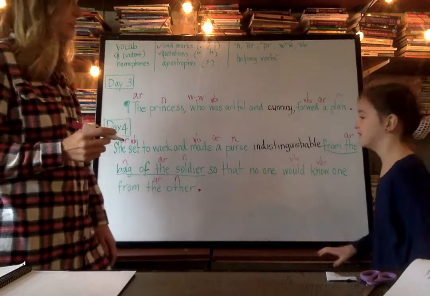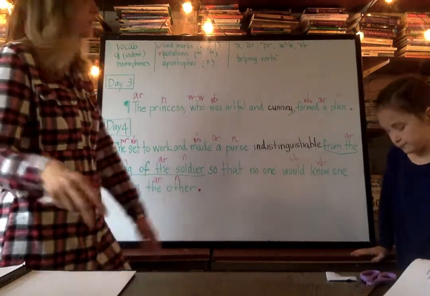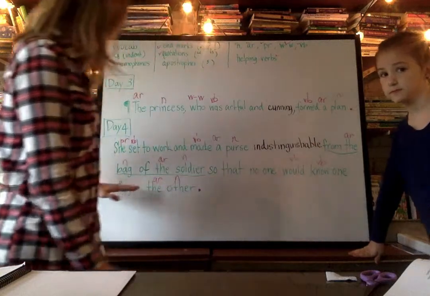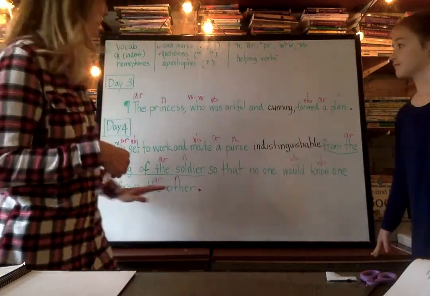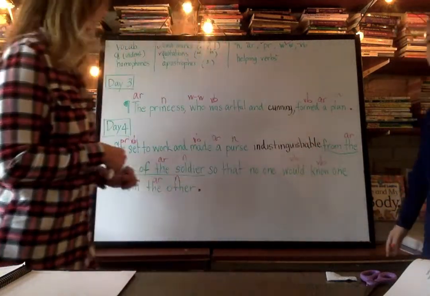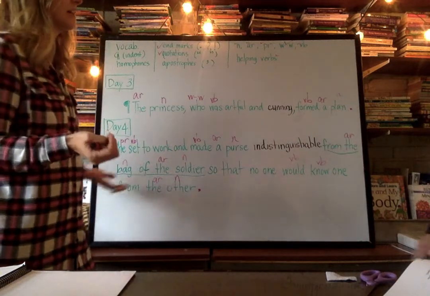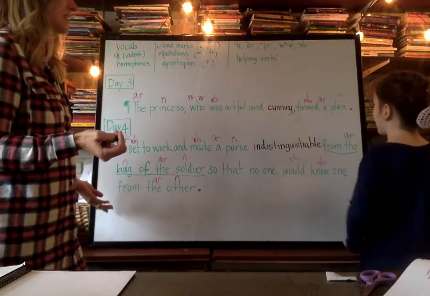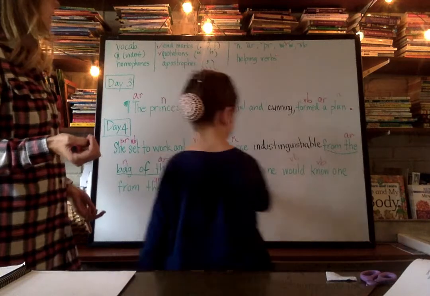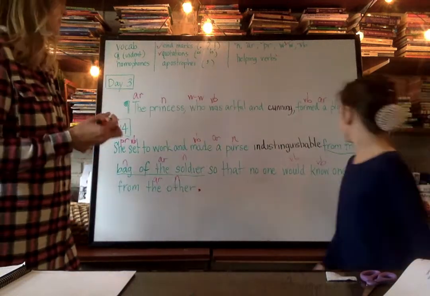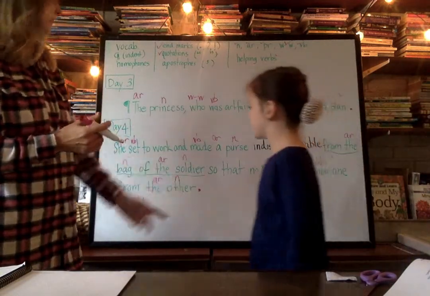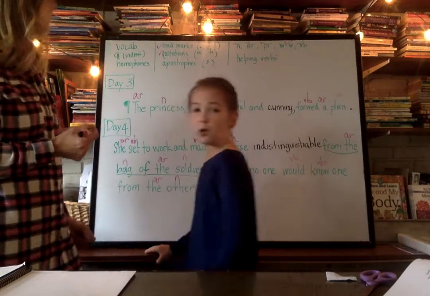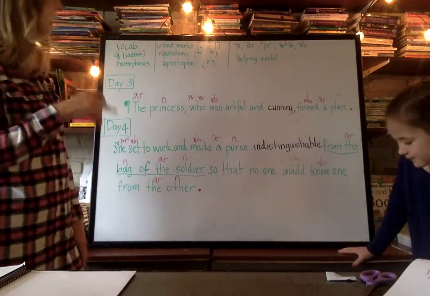One of the things that we look for in our Fix-It Grammar books is when we can use an apostrophe, a possessive apostrophe, that text is going to be underlined. So, Ada, is there any underlined text in these sentences? Right here and right here. Okay, good. Why don't you read it for me? Just the underlined text. From the bag of the soldier. Very good. From the bag of the soldier.